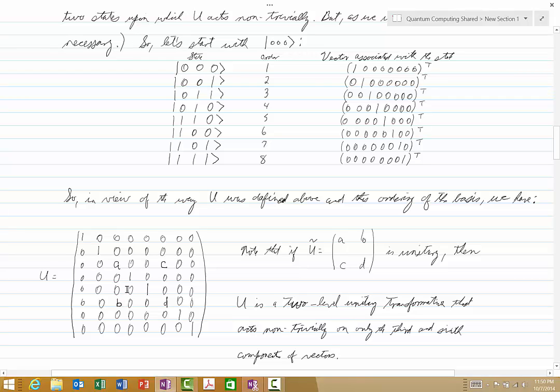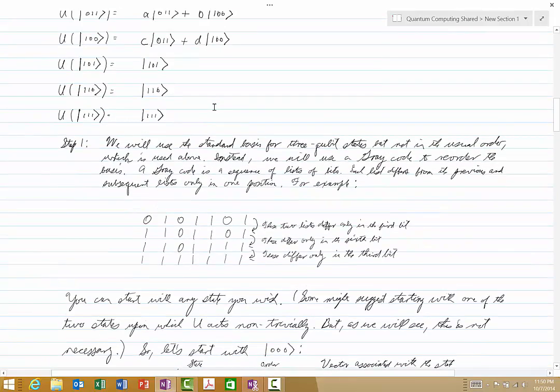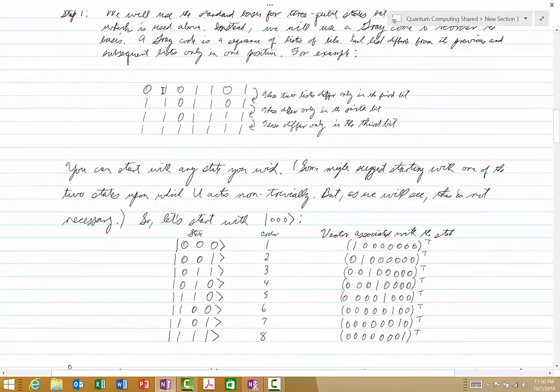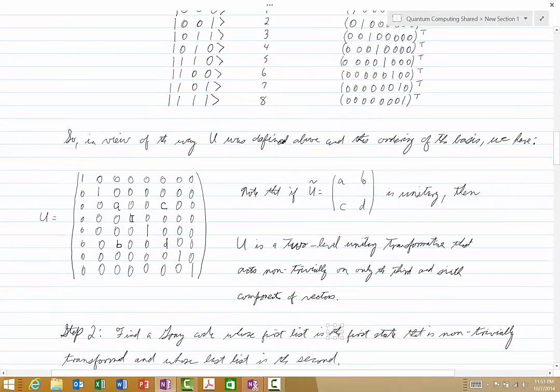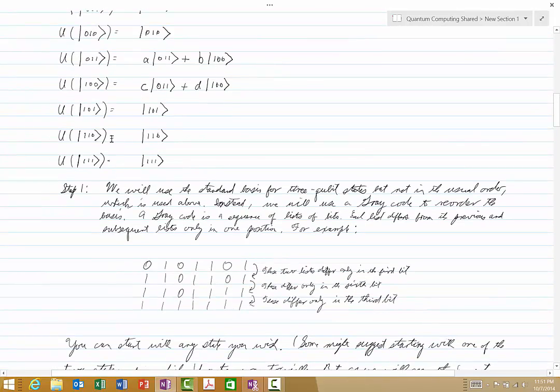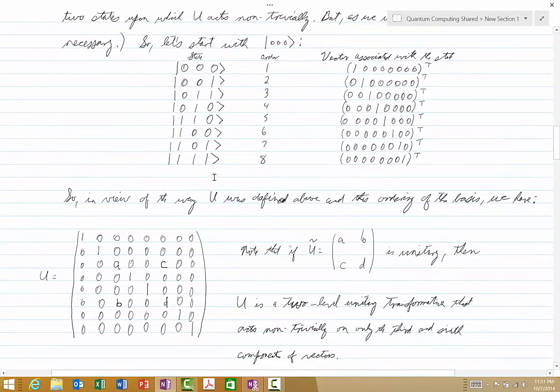Now, what about the fourth column? Well, the fourth column corresponds to 0, 1, 0. And 0, 1, 0 is getting mapped to 0, 1, 0, which is the fourth vector. So we just have a 1 in the fourth row and a 0 everywhere else. What about the fifth vector? The fifth vector is 1, 1, 0. We scroll up. 1, 1, 0 is getting mapped to 1, 1, 0. So we just have a 1 in the fifth row of the fifth column.